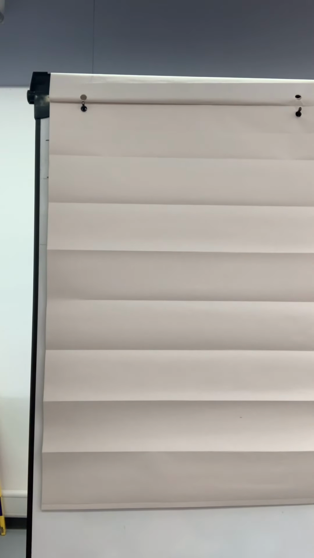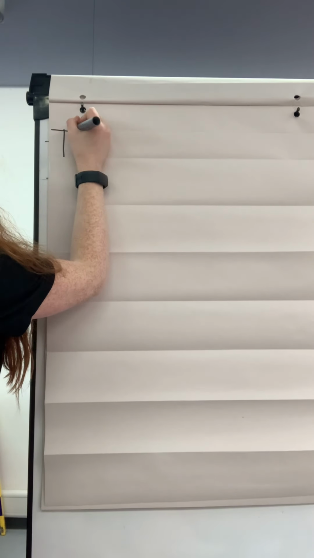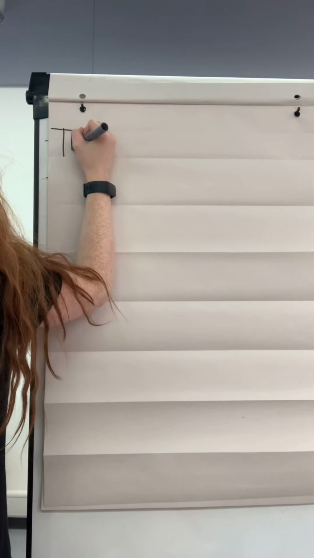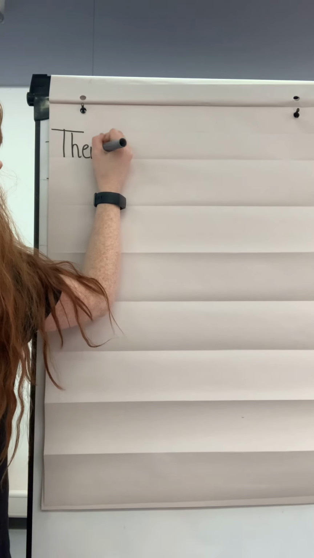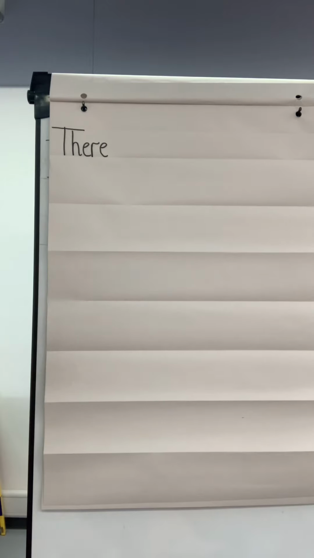So for the first word there, what do we need at the beginning of the sentence? A capital letter. So a capital letter T. So let's have a little look at my sentence. So I've got a capital T at the top. Now there is one of our common exception words. It's quite a tricky one actually. So we've got a H after that one. And then we've got E, R, E. That's why it's tricky, because usually E-R-E makes ear, but in this word it makes there.